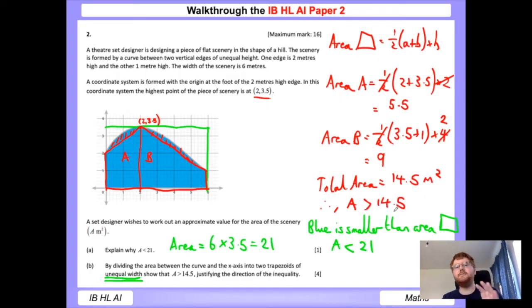Now, when we do the very last part of this question, you'll see that we do get an actual answer between 14.5 and 21. So the kind of questions you get on paper 2, they want you to explore the topic a little bit more in depth than say on paper 1. Okay, they'll put a line through for the T there. Perfect.